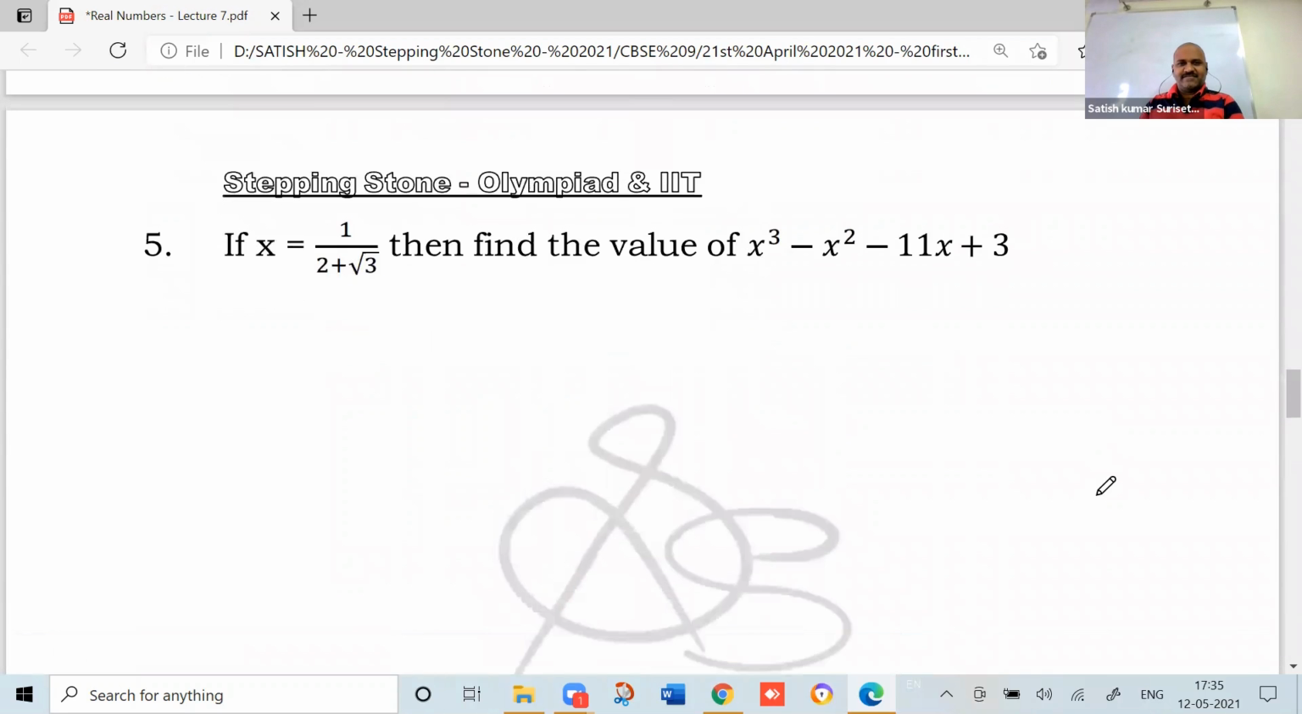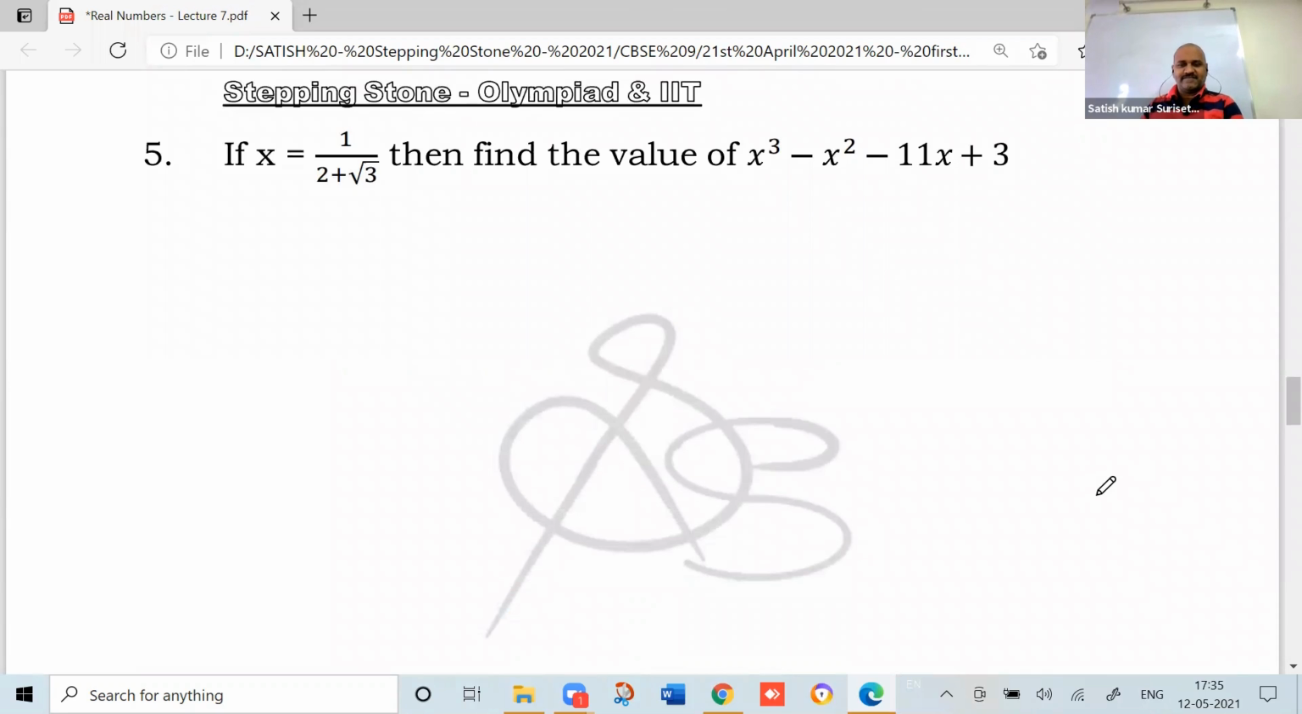Now, try this. If x equal to 1 upon 2 plus root 3, then find the value of x cube minus x square minus 11x plus 3. First think yourself and then try. So here x equal to 1 upon 2 plus root 3. So you rationalize the denominator.